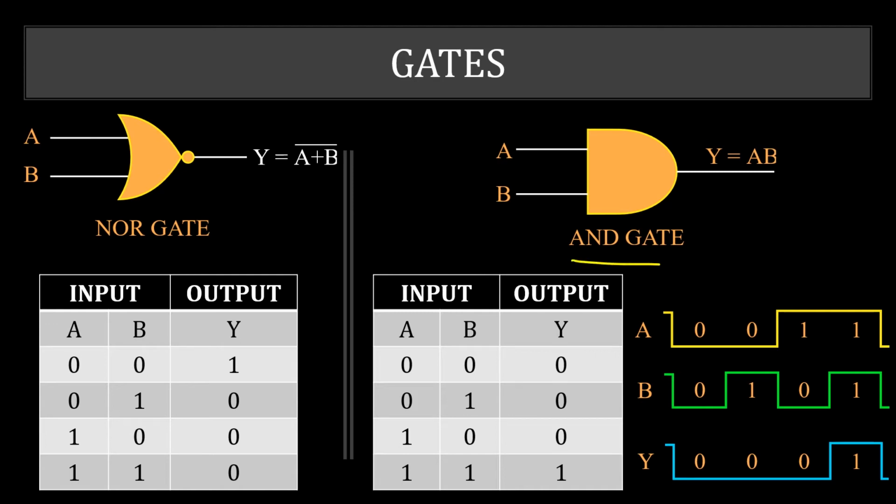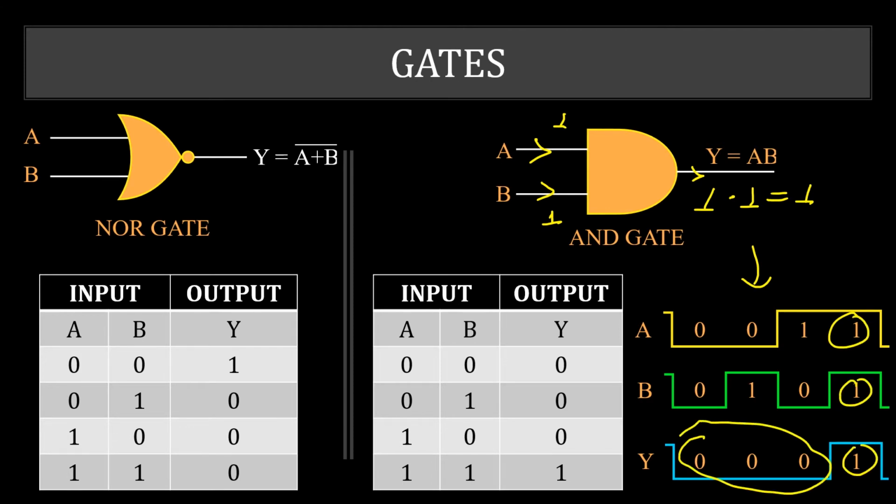AND gate. A is input, B is input and output is AB. So if input A is 0, input B is 0, output will be 0.0, which is 0. If instead of 0 we have input B as 1, here we will have 1, so output will be 0. If both of them are 1, then only the output will be 1. And this I have shown graphically. Only when both of them are 1, output is 1. In the rest of the cases, the output is 0.